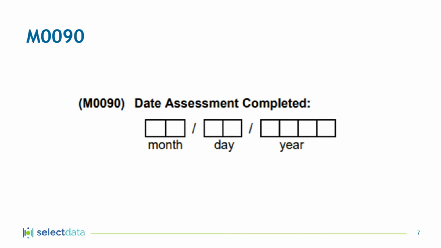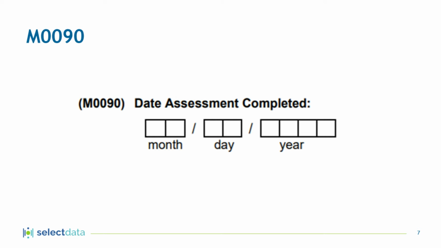M0090 says date assessment completed. If the date or month is only one digit, that digit is preceded by a 0. For example, May 4th, 2019 would be 05042019. Enter all 4 digits for the year. Date assessment completed cannot be before the start of care date.